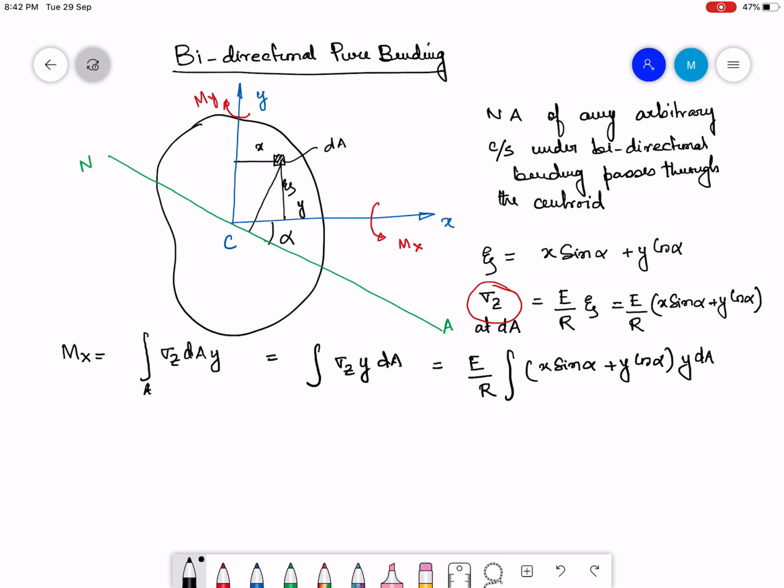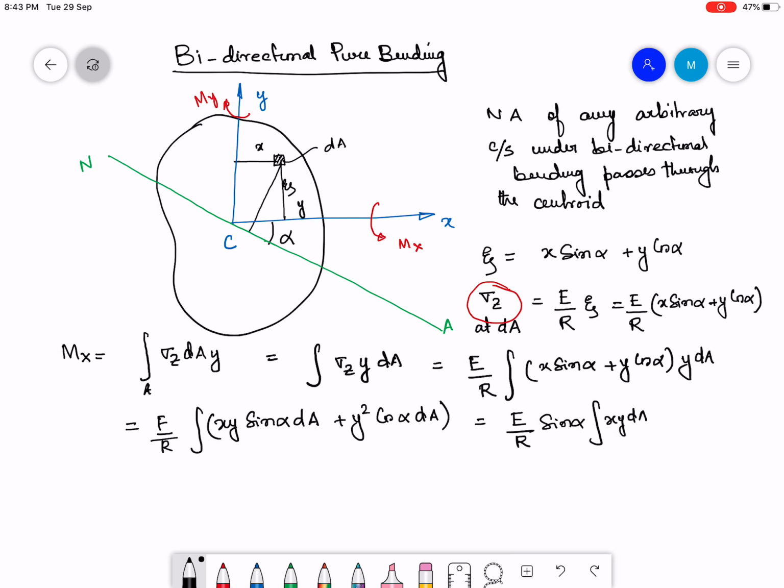Now what is that equal to? That is equal to E by R times the integral of xy sine alpha dA plus y square cos alpha dA. Now how can I write this? I can write this as E by R sine alpha times the integral of xy dA, plus E by R cos alpha times the integral of y square dA.